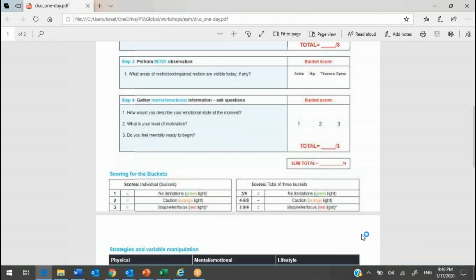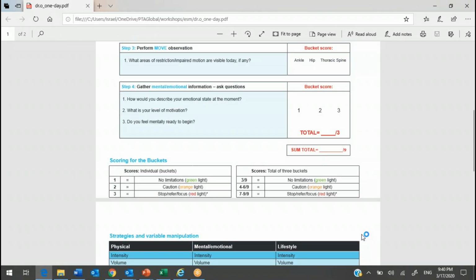If we go down here, we get a rank score and what this looks like. Our scores on the individual buckets, we already talked about: 1 is no limitations, 2 would be a caution, and 3 would be we need to stop, and refer out if it's a severe injury or pain, obviously. And then what needs to be the focus of that workout? How do we adjust the tempo, the rest, the recovery, all of those things that we'll talk about in a second.